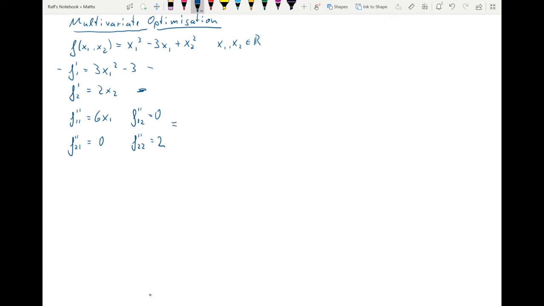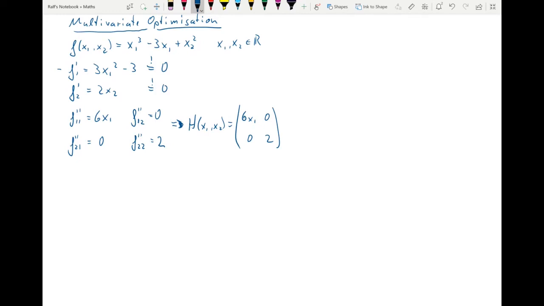From this we can already write down the Hessian function, which is a function of x1 and x2, and that is 6x1 and 2 on the diagonal and 0 on the off diagonal. So let's find the stationarity points, and we find those by setting the first order partial derivatives, or the gradient vector if we collect them in a vector, to 0.